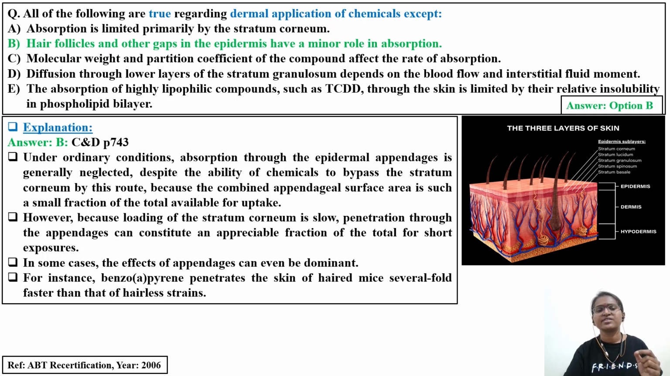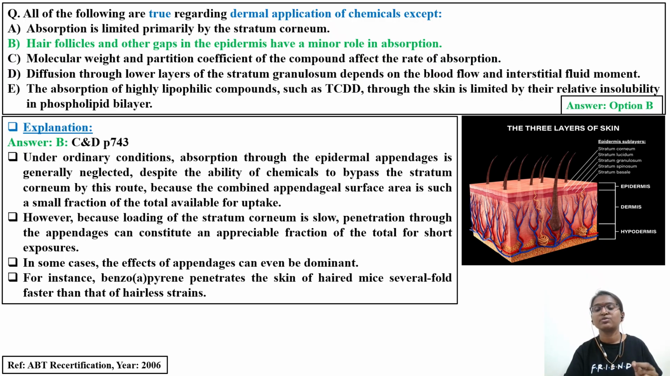So you can pause here. This is the explanation which was given by the previous student. I will only read the first statement. Under ordinary conditions, absorption through epidermal appendages is generally neglected despite the ability of chemicals to bypass the stratum corneum by this route, because the combined appendage surface area is such a small fraction of the total available for uptake. However, because loading of stratum corneum is slow, penetration through appendages can constitute an appreciable fraction of the total for short exposure. In some cases, the effect of appendages can be even dominant.